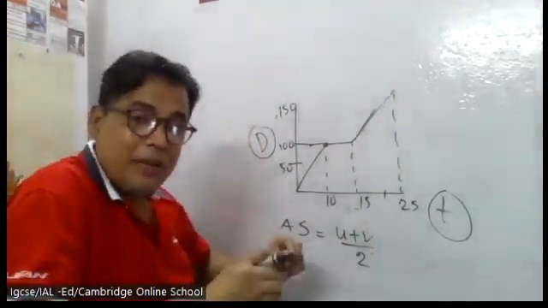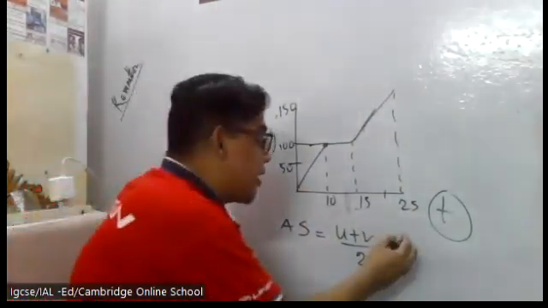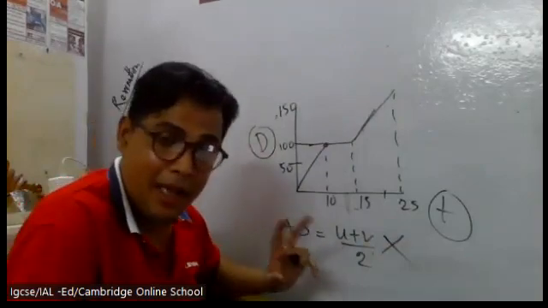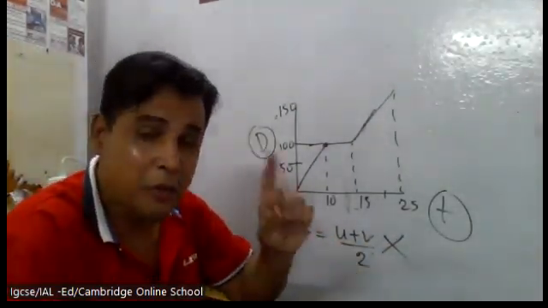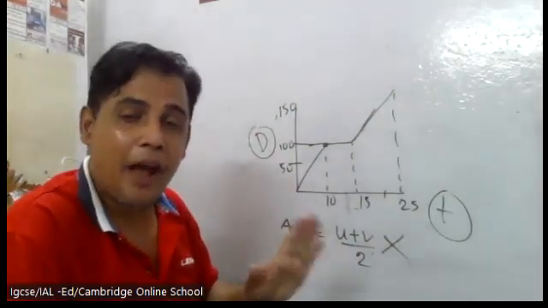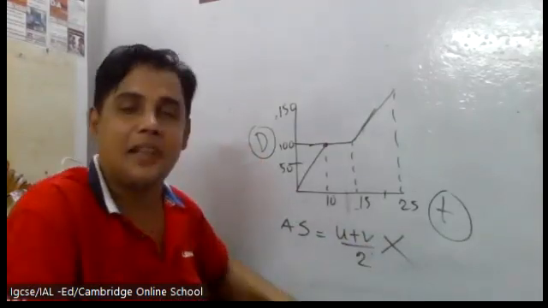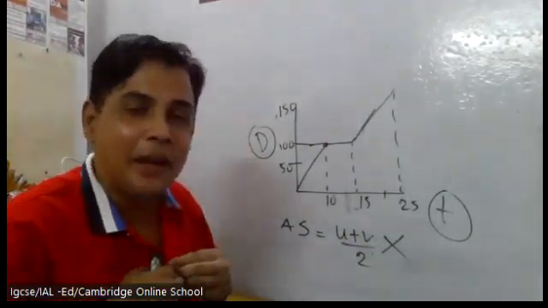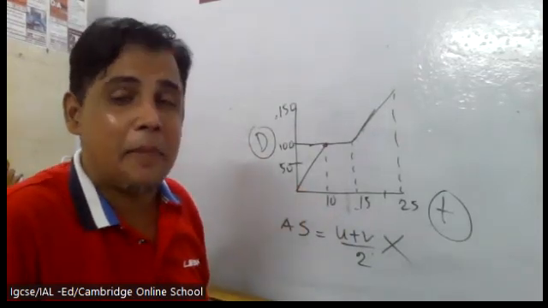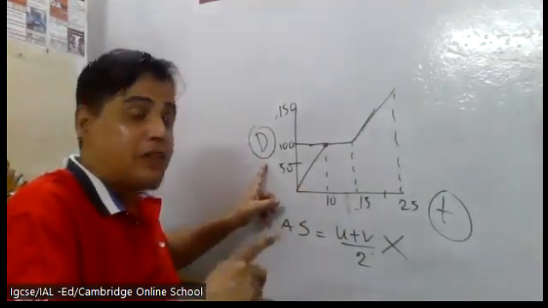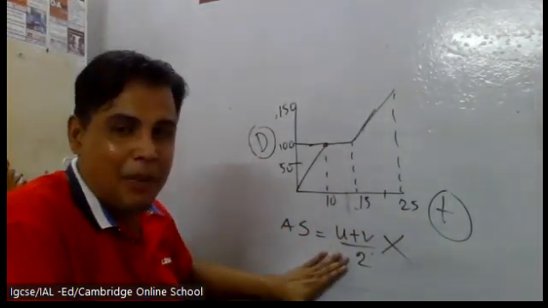Where distance and time are given, this formula is not applicable for finding the average speed. Don't mix up. There are two types of graph: one is the speed time graph, another is the distance time graph. As you are watching, distance and time both are given, so this formula is not applicable.